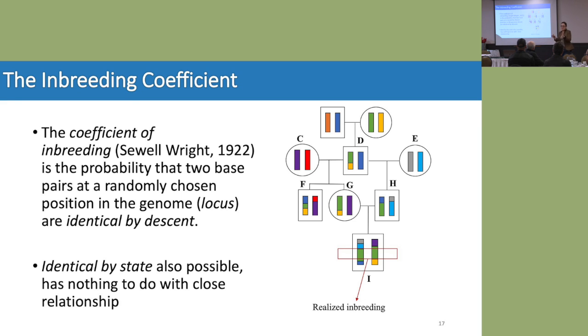So it's just a probability, right? The probability that two base pairs at a randomly chosen position in the genome are identical by descent. Now, what do I mean by identical by descent? I mean that they came from exactly the same ancestor. So if you look at this graph here, I know it looks terribly complicated, but just concentrate on this green bit of DNA here, okay? Just so you know, squares are for boys, circles are for girls. So you're looking at this little green strip right here, right?